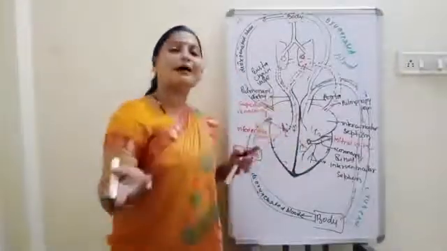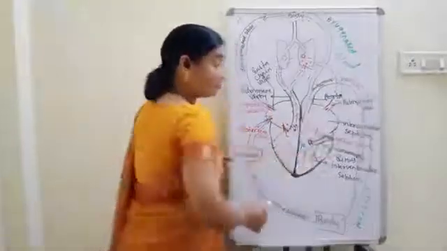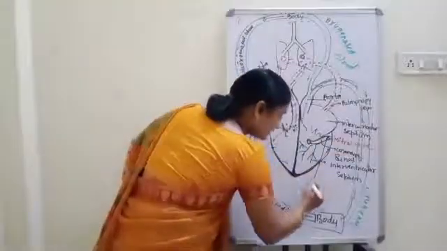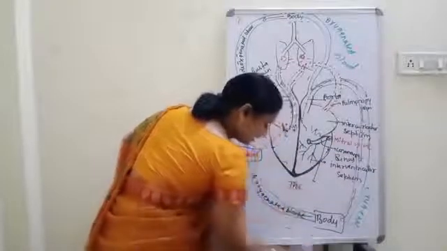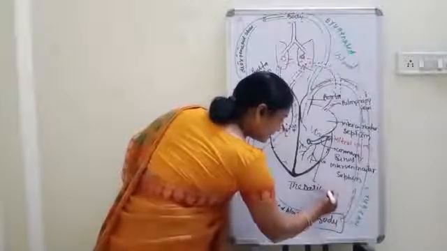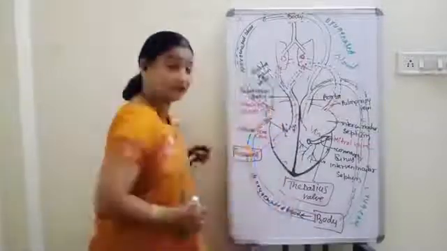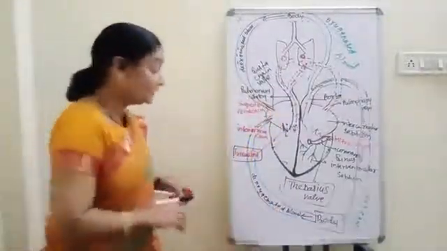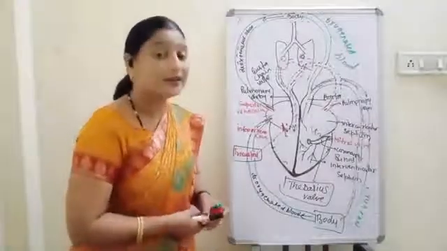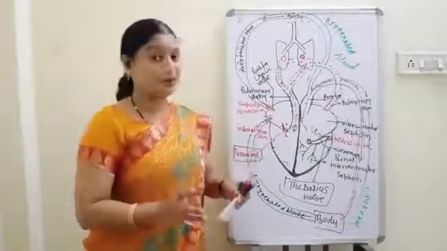Now there should not be backflow. Just to prevent that backflow, there is one more valve and that is called the Thebesian valve. Spelling is T-H-E-B-E-S-I-A-N, valve. This is an important valve. Understood? So all these valves prevent the backflow of the blood so that our heart can function properly.